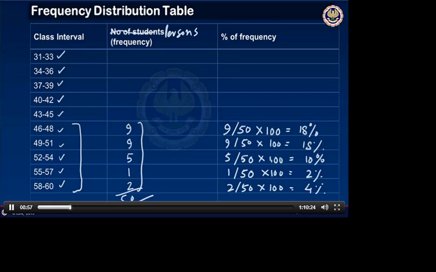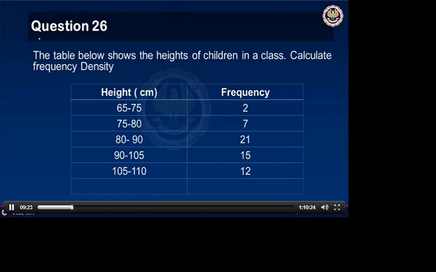So as per the question, we were supposed to find the percentage frequencies for the last 5 class intervals. So the last 5 intervals are this 1, 2, 3, 4, and 5. And the respective percentage frequencies for these classes would be 18%, 18%, 10%, 2%, and 4%. So now we will be attempting question number 26.